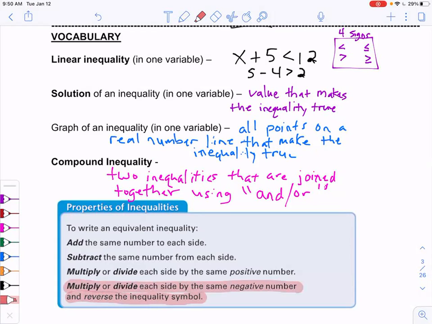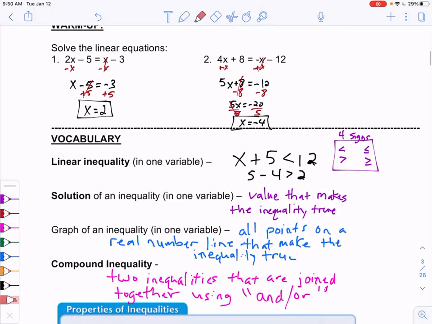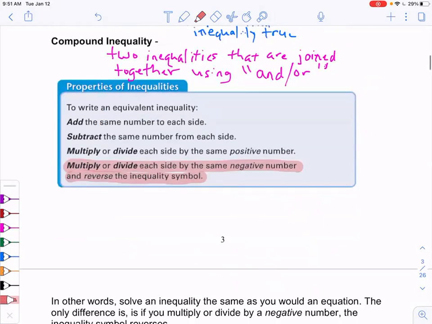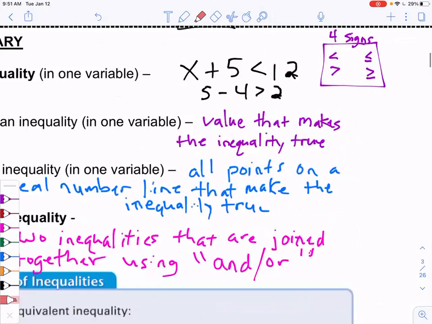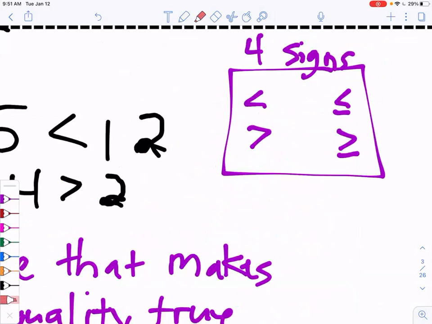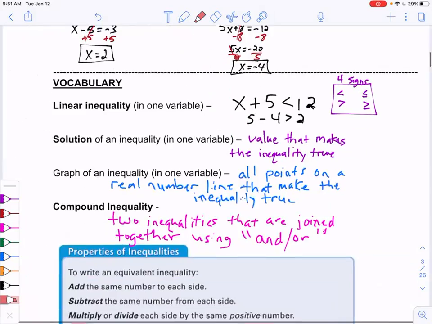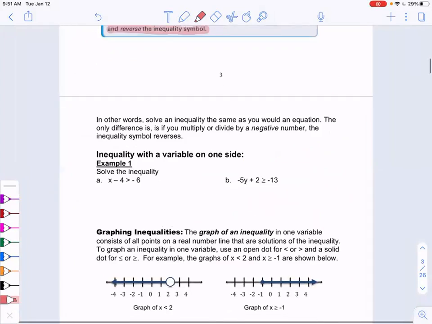Everything else on here is exactly the same that we always do. When we looked at our two examples up here, if we add 5 to one side, we have to add 5 to the other side. Subtract x from one side, we subtract from the other side. Everything's exactly the same. The only difference is going to be this last one. It says when you multiply or divide each side by the same negative number, you have to reverse the inequality symbol. So that means if it was originally negative, you have to switch it to a positive. If it was a positive, you switch it to a negative. Does that make sense? Okay, so we'll look at some examples to do that.